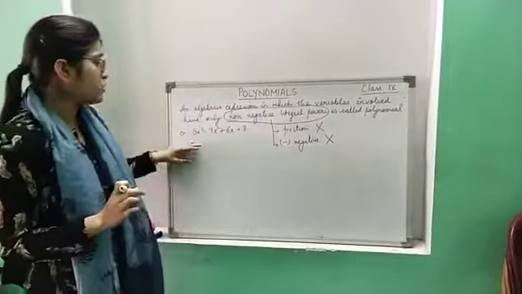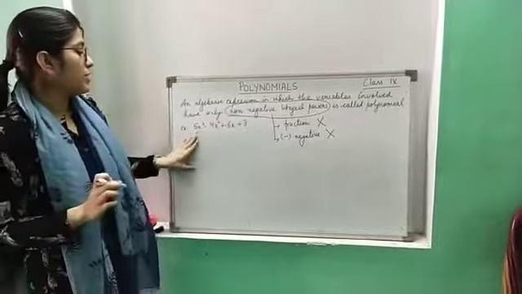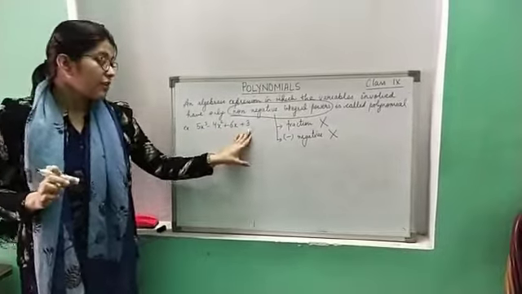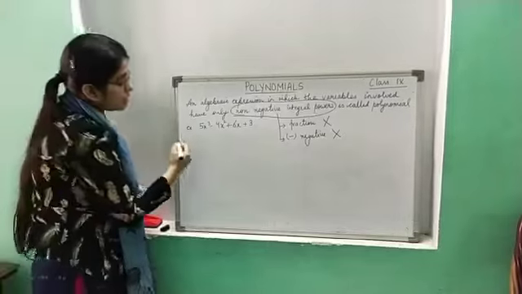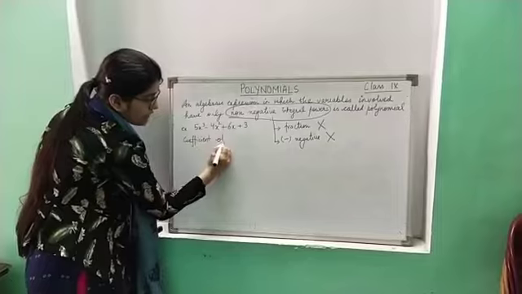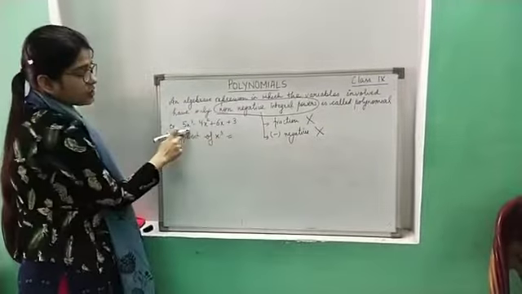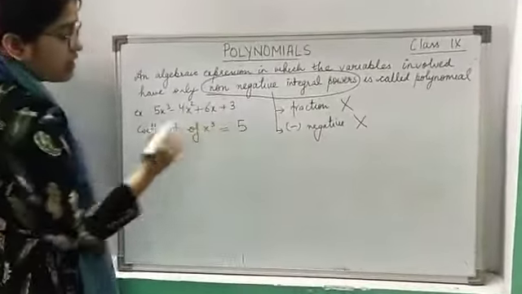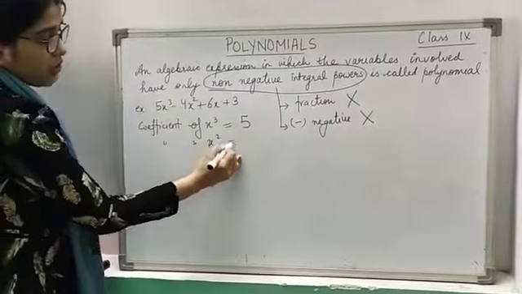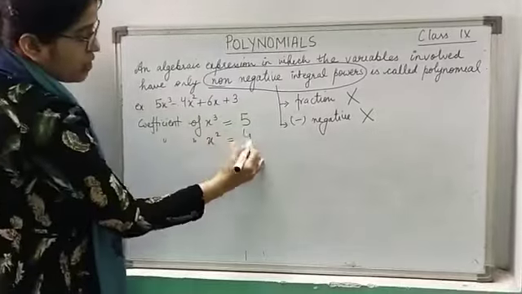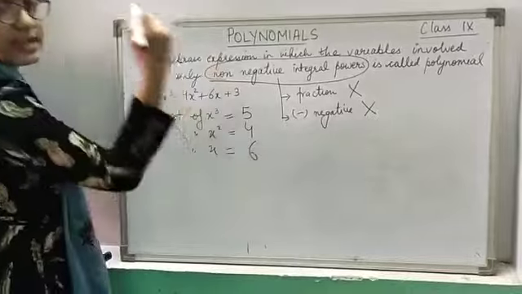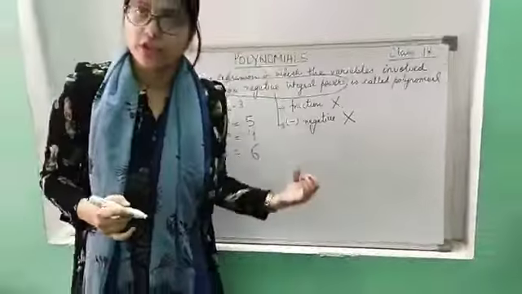Here is one example of a polynomial: 5x cube minus 4x square plus 6x plus 3. If someone asks what is the coefficient of x cube, the coefficient of x cube is 5. The coefficient of x square will be 4. The coefficient of x is 6. So these are your coefficients.